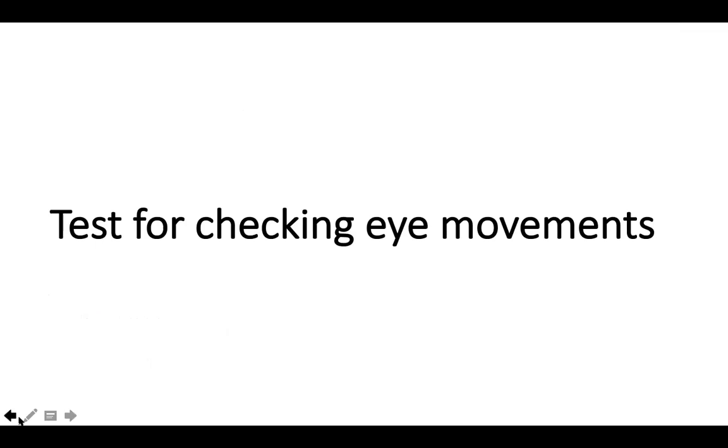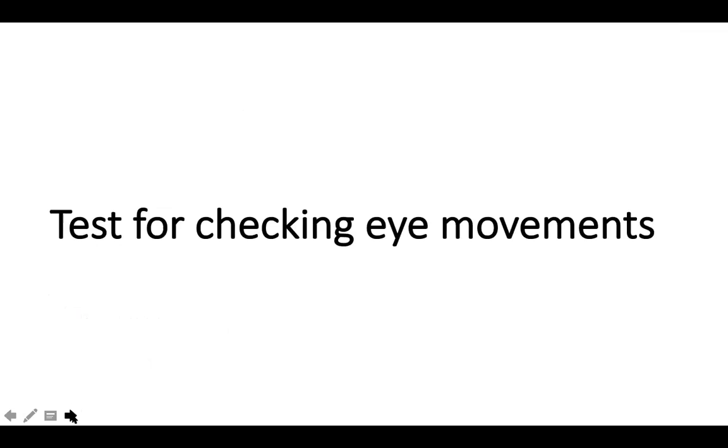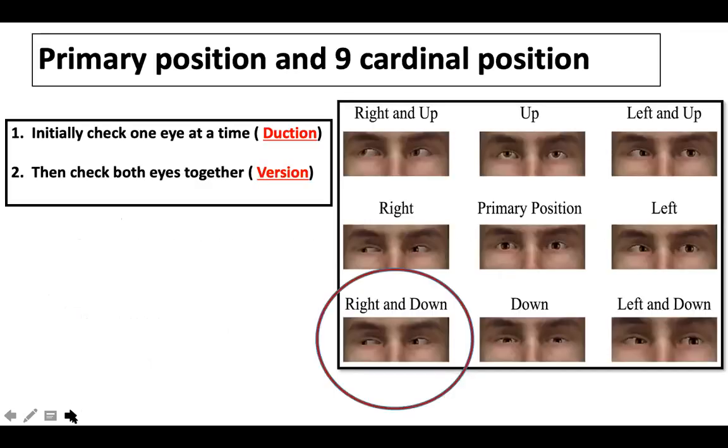So let's see one by one. Let's focus on how to check for eye movements and how to check for malalignment before we get an idea about hypokinetic and hyperkinetic eye movements. So how do we check for eye movements? In this particular cartoon, you can clearly see the right up, right middle, left middle gaze, right down gaze, left down gaze. So these are the 9 cardinal positions of gaze. Just note this right down gaze. I put a circle here, very specifically.